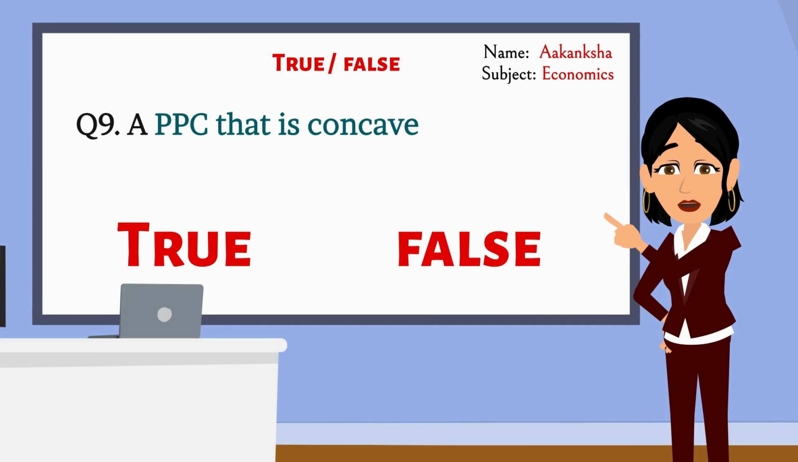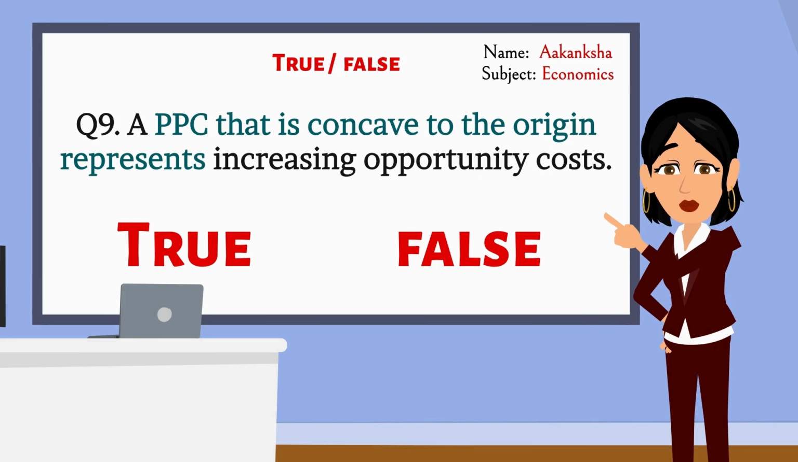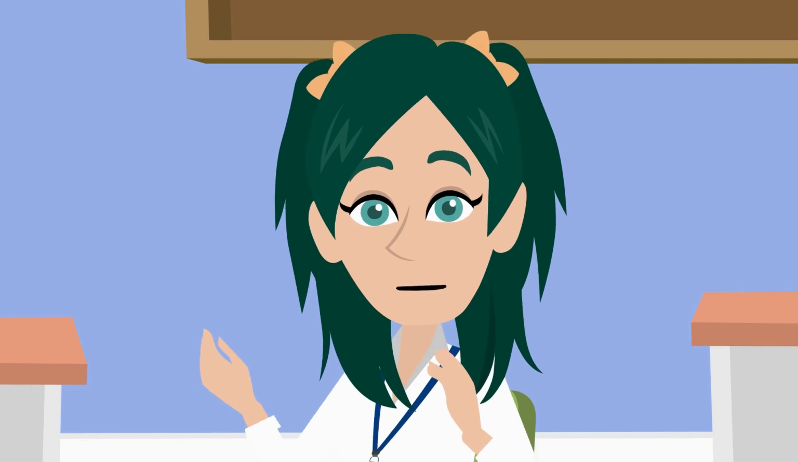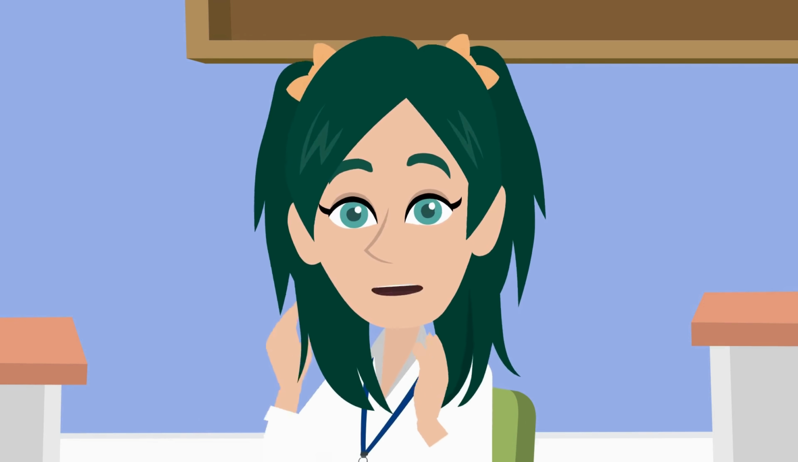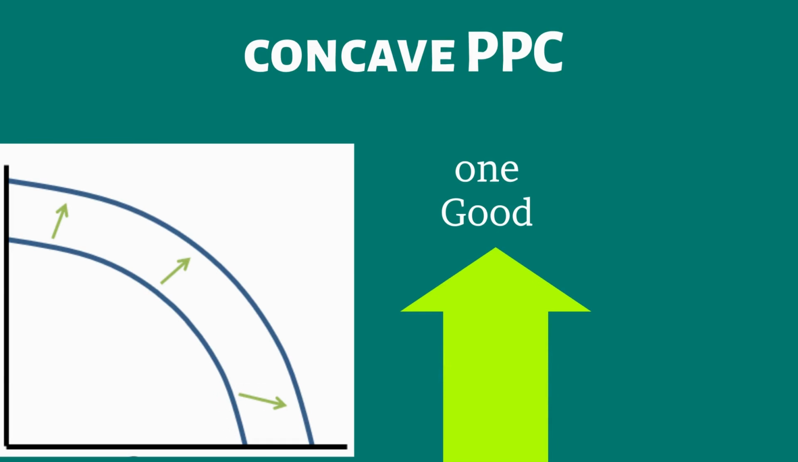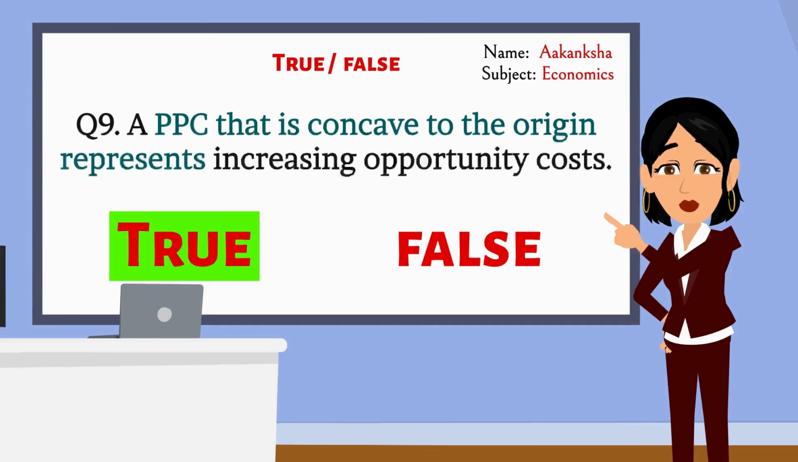Moving to the next question. Ninth question. A PPC that is concave to the origin represents increasing opportunity costs. True or false? The statement is true. Correct, Bushra. Why is that? A concave PPC means that as we produce more of one good, we give up increasingly larger amounts of the other good. This happens because resources are not perfectly adaptable. Excellent, Bushra. You're all doing very well.